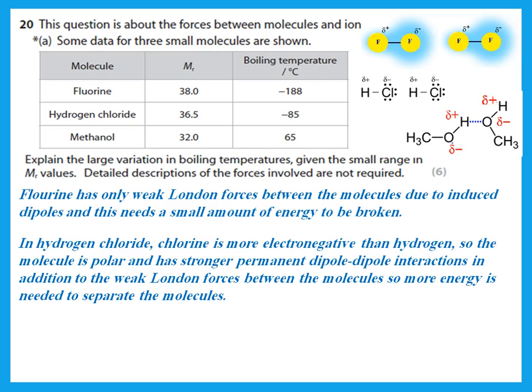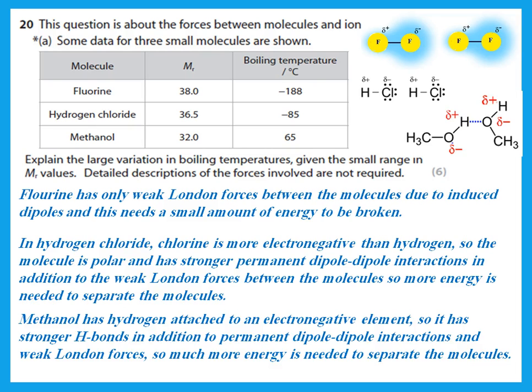Now, when we look at methanol, what is the difference? In the methanol, we now have hydrogen attached to a very electronegative element. It has stronger hydrogen bonds. Remember that the hydrogen bonds are stronger than permanent dipole-dipole, and the permanent dipole-dipole interactions are stronger than the weak van der Waals forces. So methanol will still have weak London dispersion forces. It also has permanent dipole-dipole, and in addition to that, it has the stronger hydrogen bonds, which will need much more energy to be broken to separate the molecules.